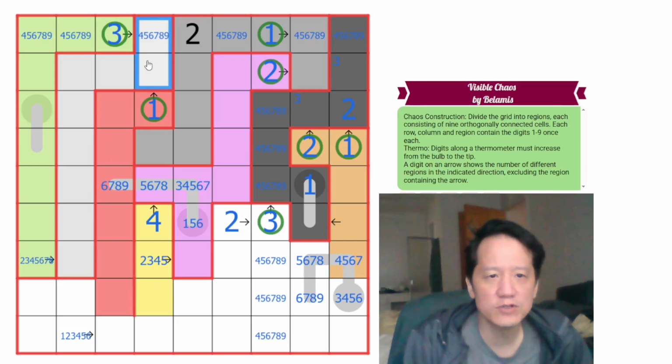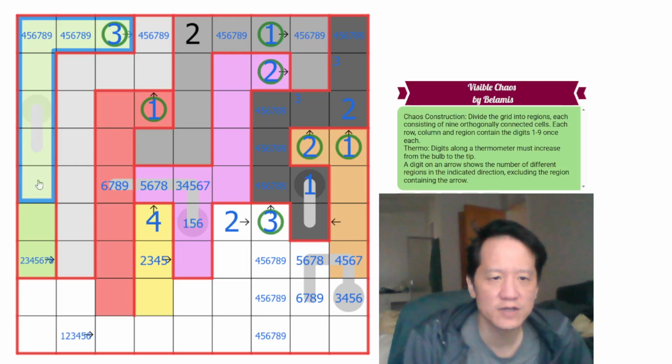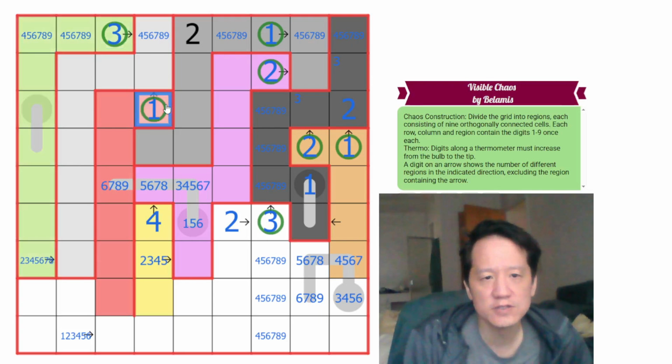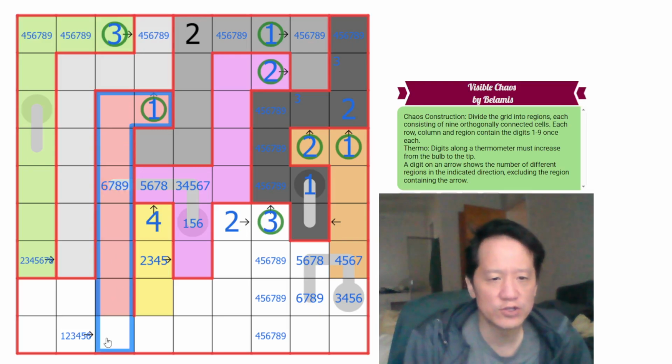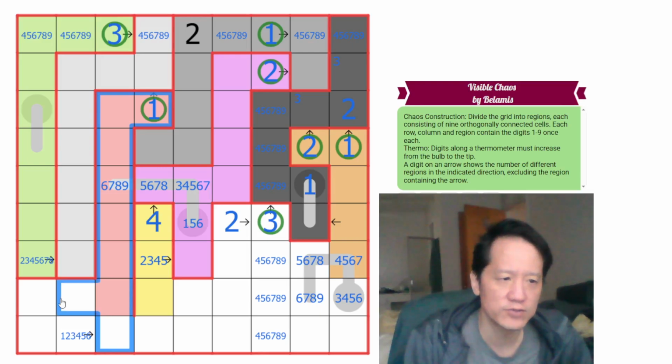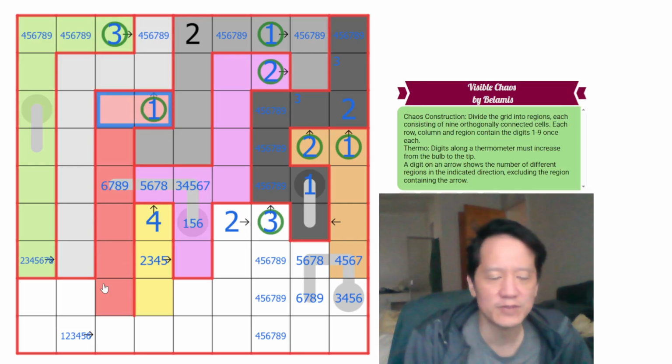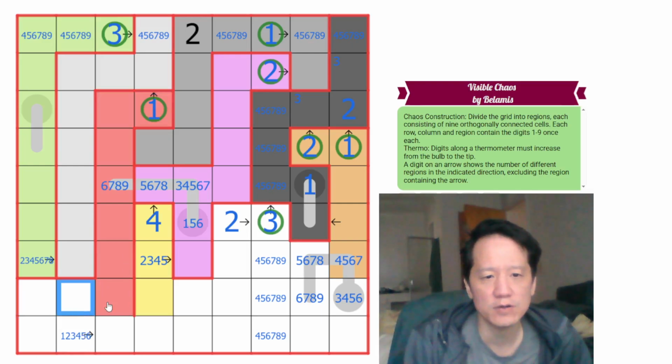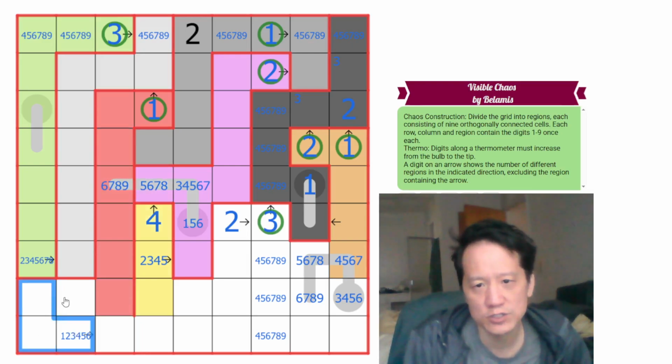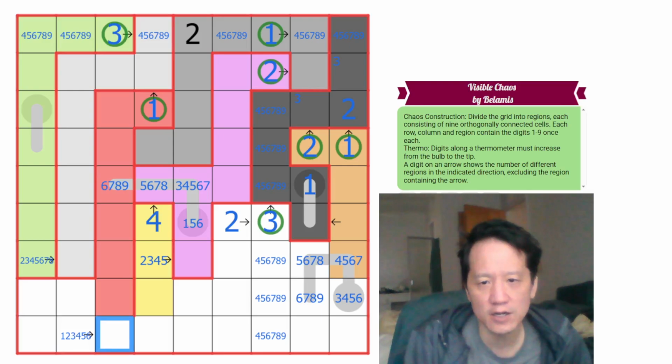Okay, so this is 1, 2, 3, 4, 5, 6, 7, 8, 9. This is 1, 2, 3, 4, 5, 6, 7, 8, 9. This is 1, 2, 3, 4, 5, 6, 7. If we try closing this off, that would only have 2 digits. That's possible. So 2 cells which would only be part of the red, and the others would not be part of a region, so that's not allowed. So this cannot go this way.